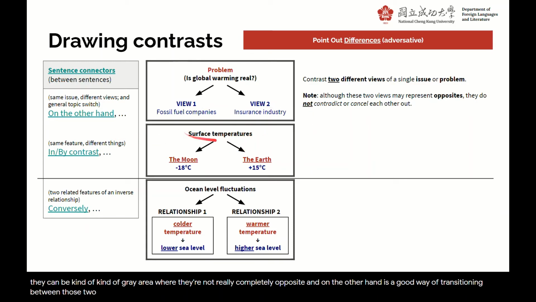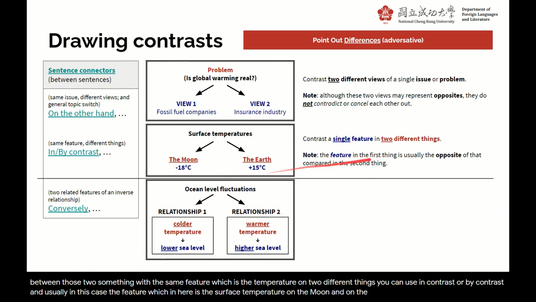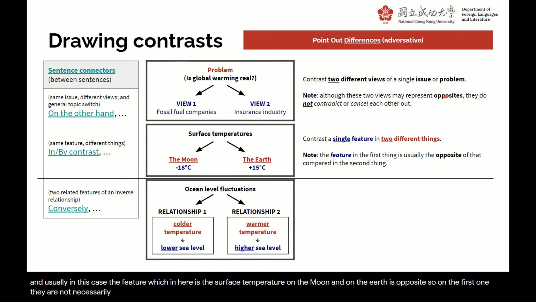If you're talking about the same feature, which is the temperature on 2 different things, you can use "in contrast" or "by contrast". And usually in this case, the feature, which here is the surface temperature on the moon and on the earth, is opposite. So in the first one, they are not necessarily opposites. They're just 2 different viewpoints. In this one, they have to be, or at least they should be, opposites. So in this case, the moon is really cold, and the earth is relatively warmer.